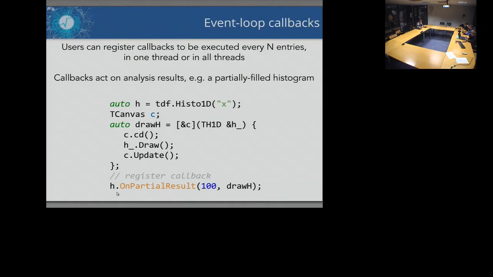We say on this histogram, on partial result, every 100 entries, I want to execute this callable. This callable in this case is DrawH, and all it does is plotting the histogram on a canvas, and this gets you the histogram updating in real time while the analysis runs. This also works in multi-threading, by the way.